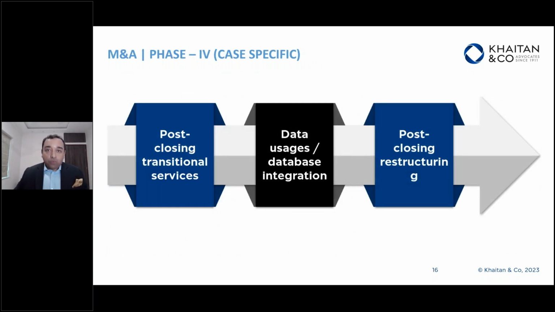Then comes phase 4. This could be there or may not be there in certain cases. These are post-closing activities, transitional services, like I told. And then there could be data usage or database integration related activities. Sometimes what we observe is acquirers take the data and try to cross-pollinate it into their ecosystem for upselling, cross-selling, etc. So post restructuring, what you do with data and cyber-related aspects is important. And the thinking actually starts at the beginning only, where we do the data structuring and the deal structuring.